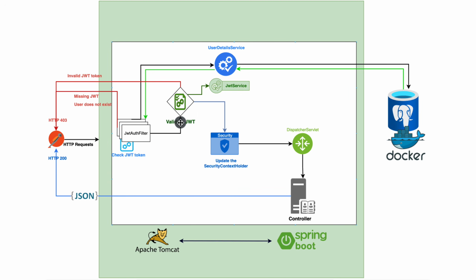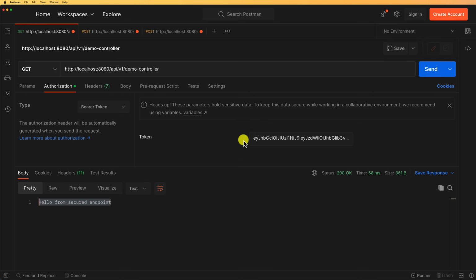So we have the filter, we validate everything, we check the token and user details, and then we pass everything to the security context holder, we update it, and then our request is sent to the dispatcher servlet, hits the controller, and then we get our response back. So I hope this was clear.